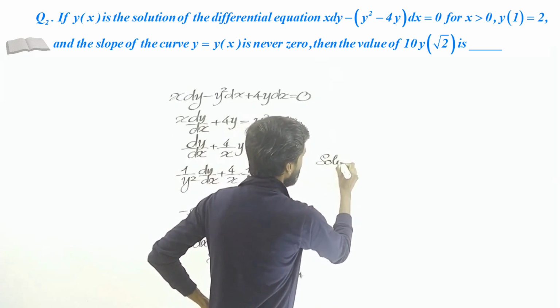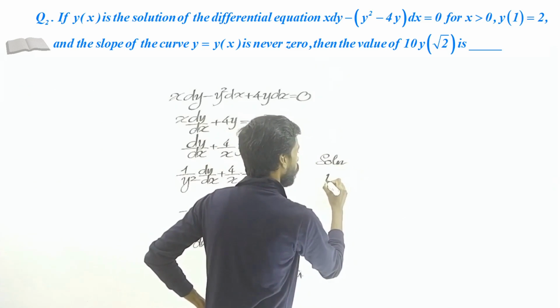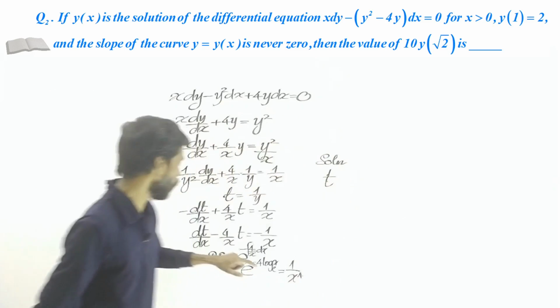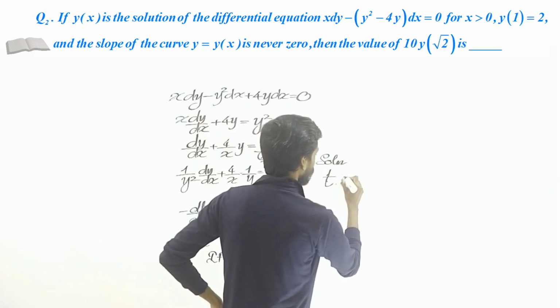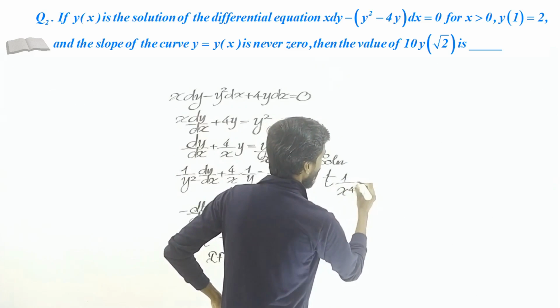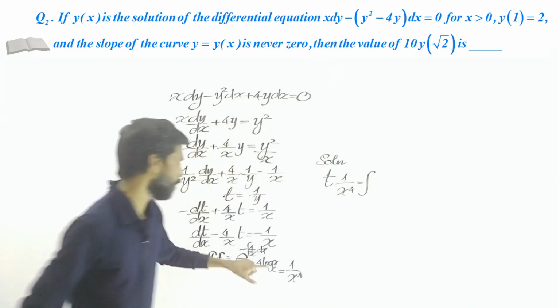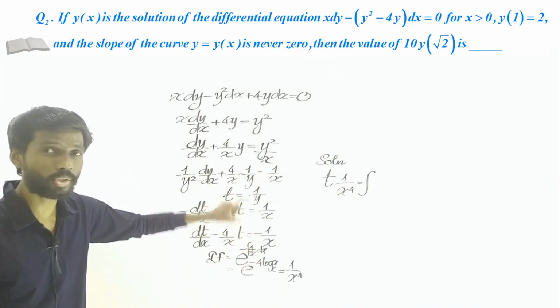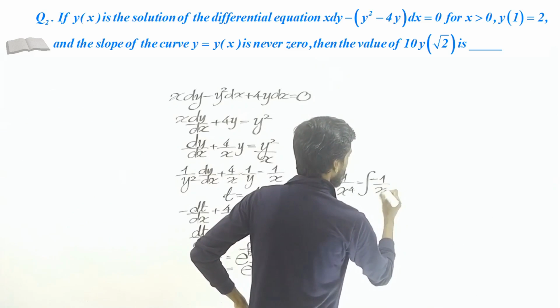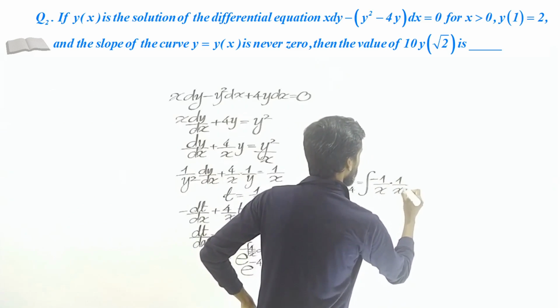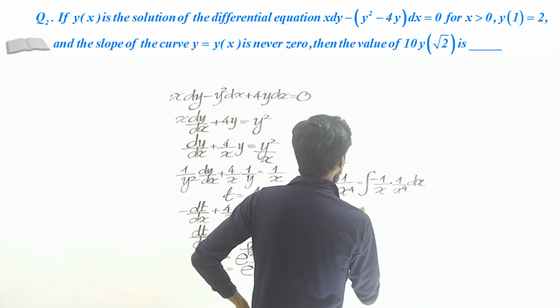Once you have the integrating factor, the solution is, not y, but t here, right? So t multiplied by the integrating factor, that is 1 by x to the power 4, equals the integration of the right-hand side. That is Q multiplied by the integrating factor, so that is minus 1 by x multiplied by 1 by x to the power 4 dx. So let us do the integration.